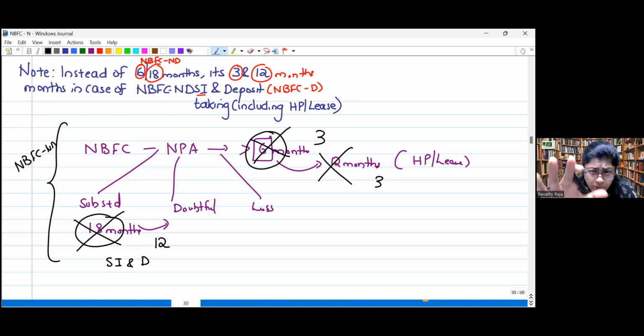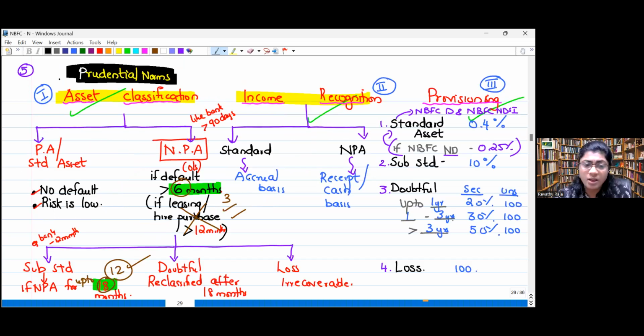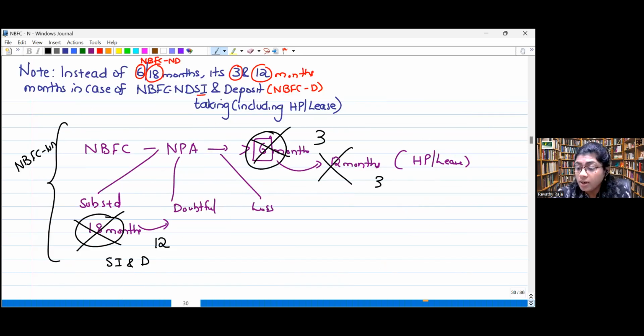Income recognition, you know very well. If it is NPA, what basis? That is very easy. Receipt basis, otherwise accrual basis.